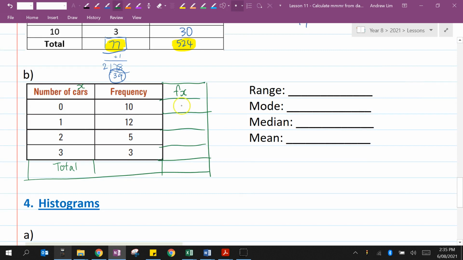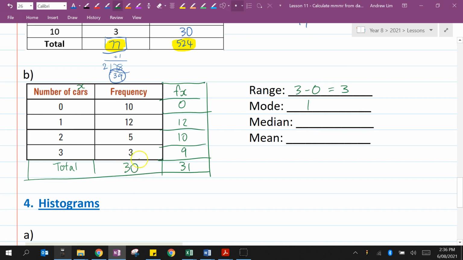Okay, so I'm going to go through this. That's 0 times 10, 0, 1 times 12, 12, 2 times 5, 10, 3 times 3, 9. Add these together, that is 22, 31. Add these numbers together, 22, that's 30. Okay, range. Highest score minus lowest score, 3. Mode, the most common one is 1 car. Median. Median is the middle score.